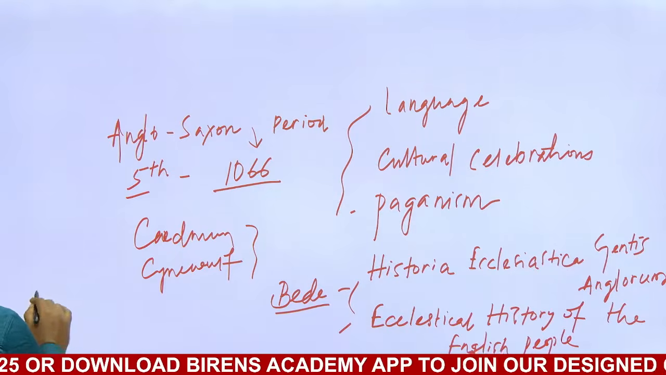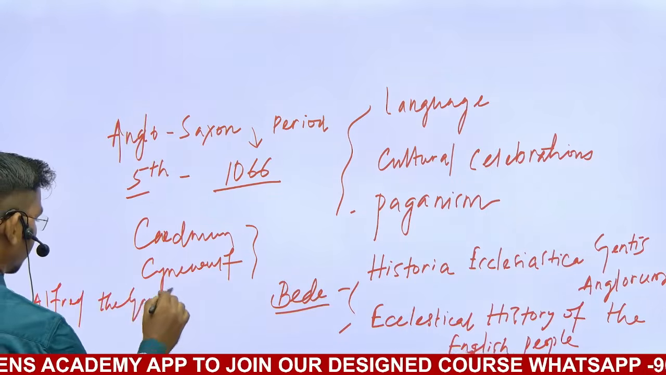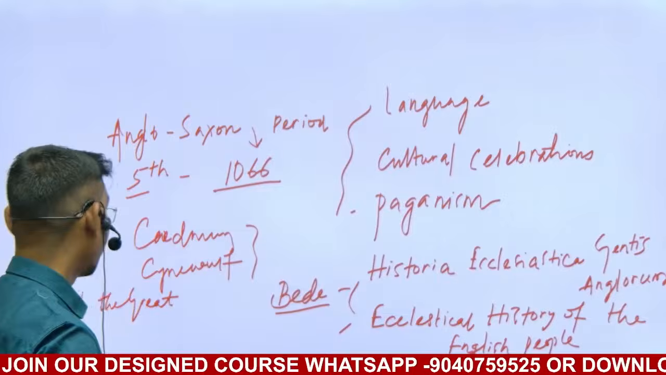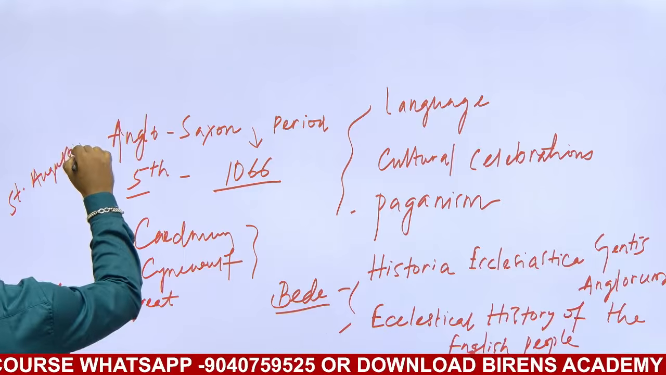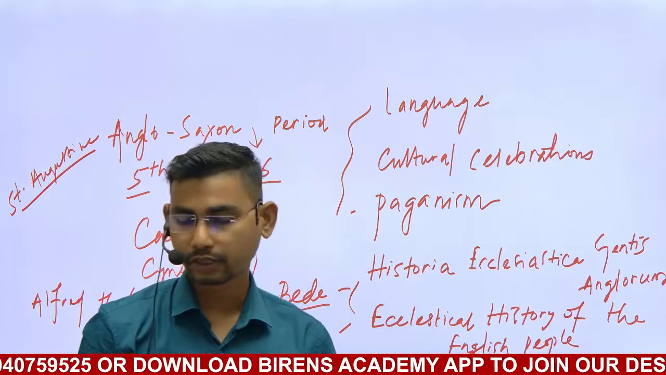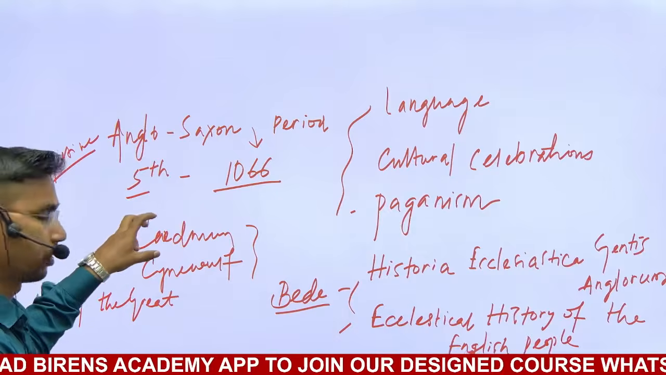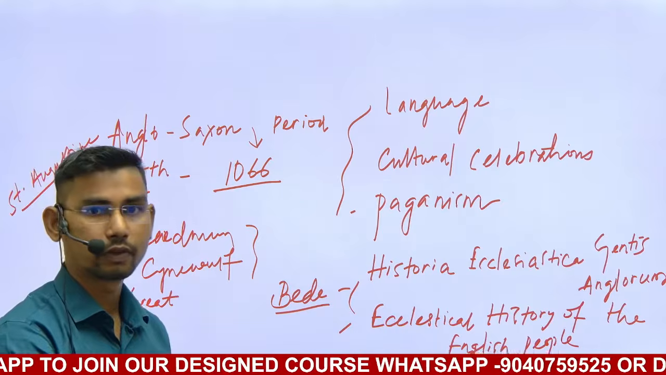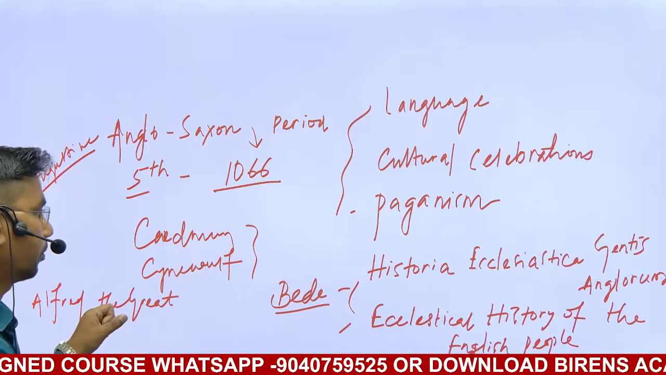Next, another one was Alfred the Great, a prose writer. In the meantime, Saint Augustine brought Christianity to England again. The Roman Christianity was again introduced by Saint Augustine in this land, in the Celtic land. And Alfred the Great was also a very important person for our English literature. So this was all about the Anglo-Saxon period. A lot of things were happening there.